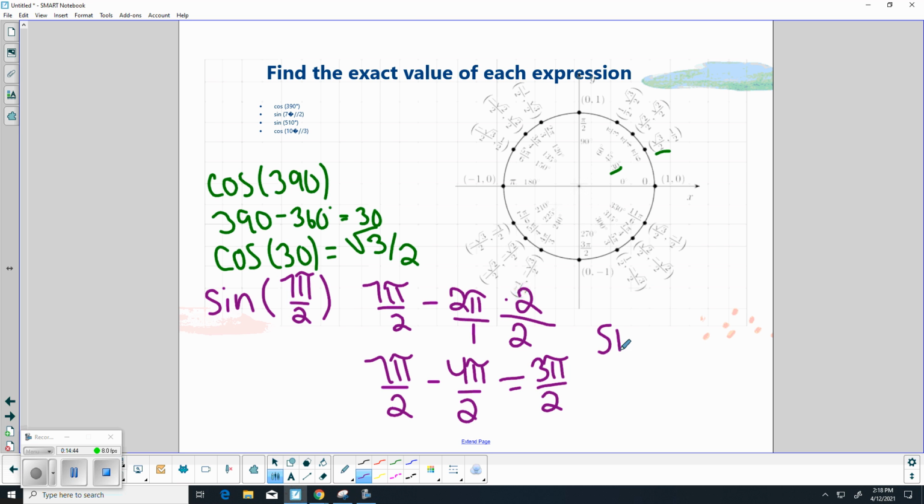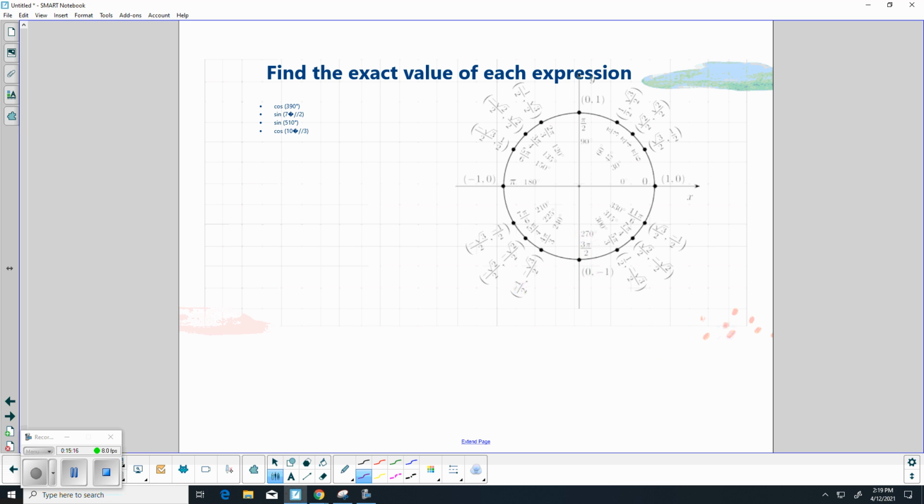So sine 7 pi over 2 is the same as sine 3 pi over 2. Find 3 pi over 2 in your unit circle. It is right here, and sine is our y value, so it equals -1. Okay, I'm going to clear this slide now and do the other two.